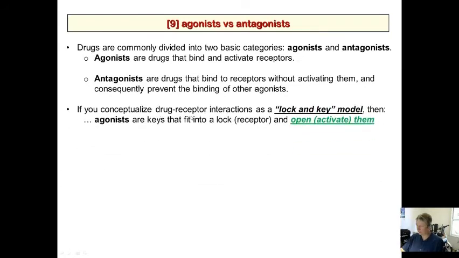If you conceptualize the drug-receptor interactions as a lock and key model, then an agonist is a key that fits into the lock and opens the lock. It activates it, right? Antagonists fit into the lock and jam the mechanism, right? It's kind of like the opposite.